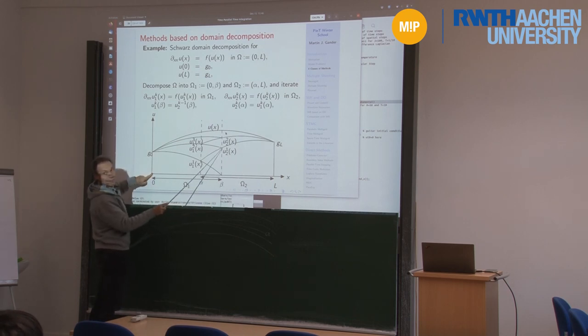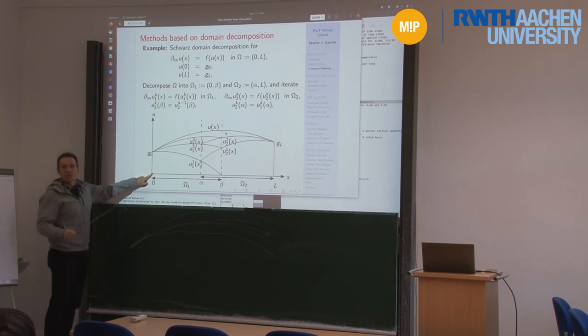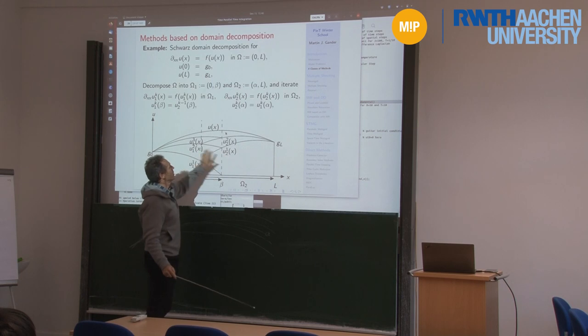And now you see we're already a little better. We're closer to the solution. So let's do it here again. We get closer. Let's do it here again and here again, and eventually you converge. That's what's called the alternating Schwarz method. Alternating because you solve left, right, left, right, left, right.